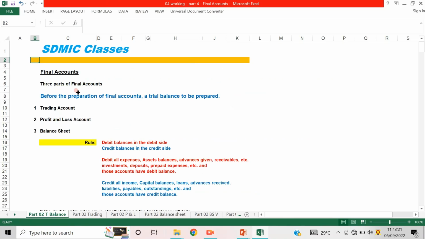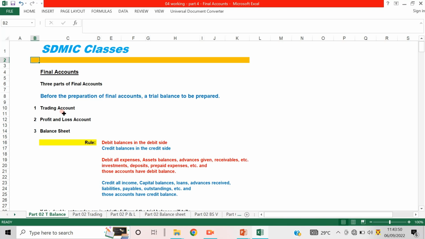Now before making the final accounts, I told you, we have to make a trial balance. Okay, so there are three parts of final accounts: one trading account, profit and loss account, and balance sheet. Now in most of the cases, the trading profit and loss account is made as one statement, and then that I will show you separately, and then the balance sheet separately.